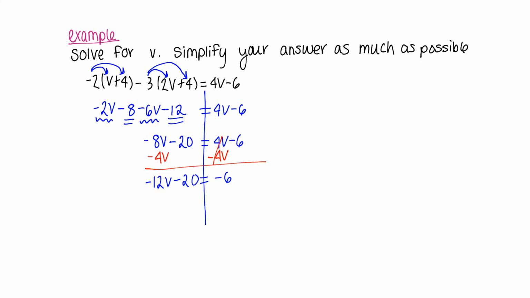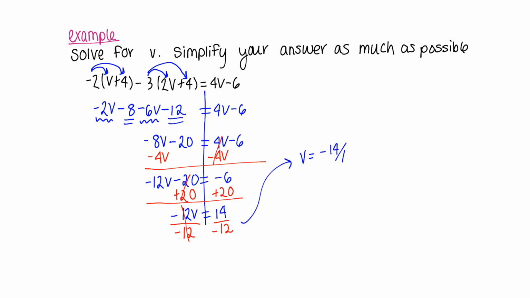To get the v's by themselves, I'm going to be adding 20 to both sides. Those 20s will cancel. Negative 12v is equal to negative 6 plus 20, which is going to be positive 14. To solve for v completely, I am dividing by negative 12. I now have v equals negative 14 divided by 12. Negative 14 and 12 have a common factor of 2. 14 divided by 2 is 7, and 12 divided by 2 is 6. So our final answer is v equals negative 7/6.